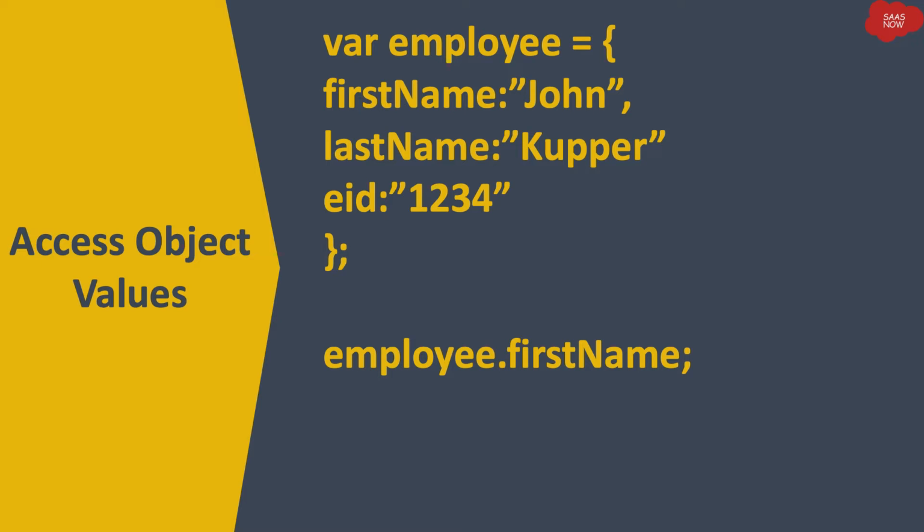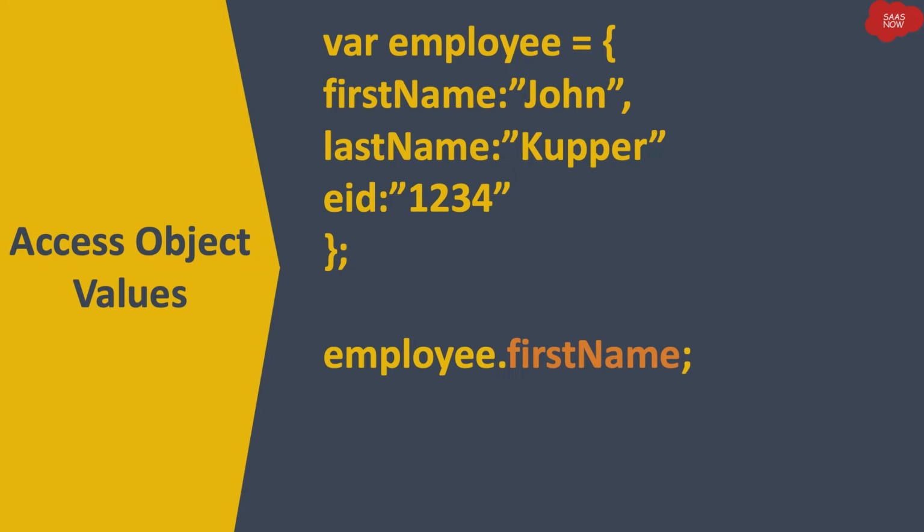In that case, you have to mention the object name. The same object, in this example, we have employee as an object. And then you have to put dot, and then after dot, you have to put the name of the property. So in this case, we have first name as one property. If you have to print all the properties, then you have to use employee.lastname, employee.EID. So that's how you access values of properties in an object in JavaScript.